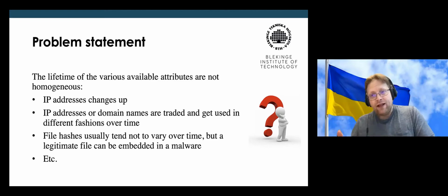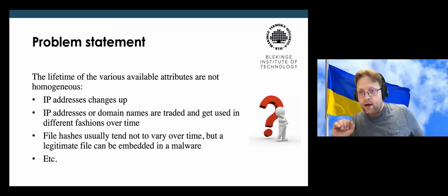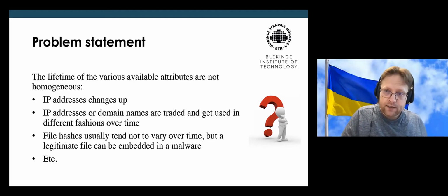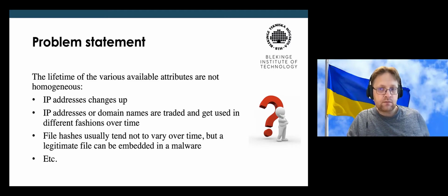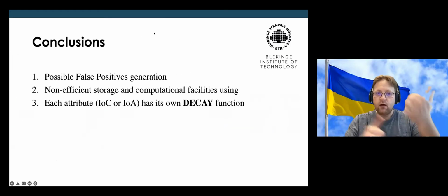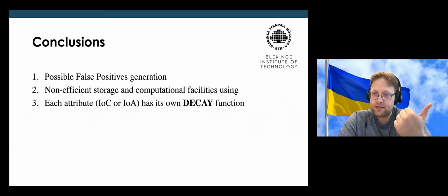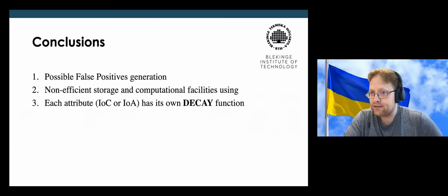For example, file hashes, they are okay. They're the same, but a legitimate file could be embedded into malware, recognized as an indicator of compromise, and then should be deleted. Otherwise, what will we have? We will have some problems. For example, first of all, false positive generation. This relates to IP addresses, MAC addresses, sometimes domain names, sometimes file names, etc.